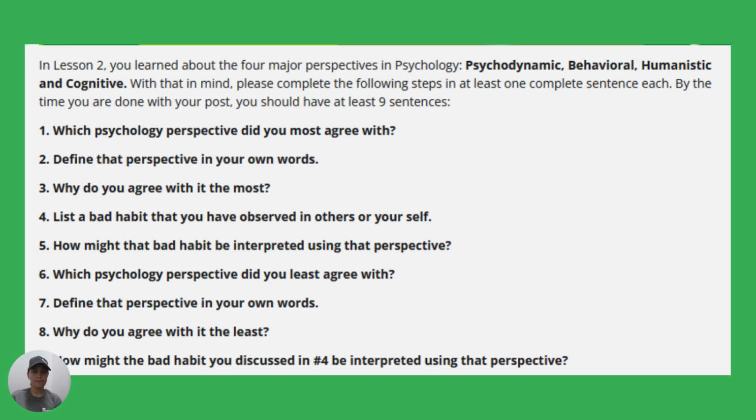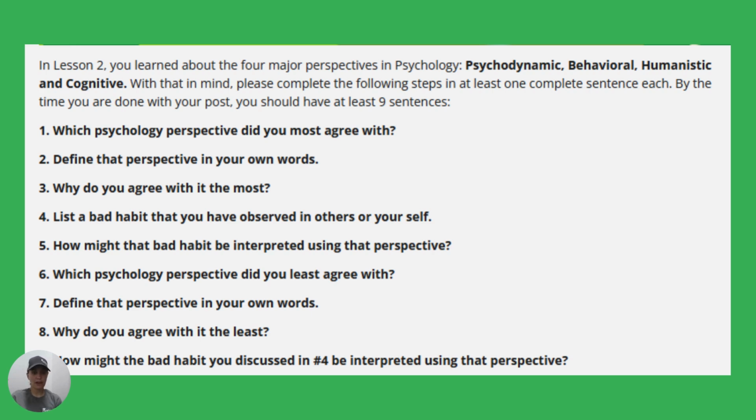So question number 1, which psychology perspective did you most agree with? And keep in mind that these need to be complete sentences. So you might start that off by saying, the psychology perspective I agreed the most with was, and then put the answer down there. And it doesn't matter to me if you list them 1, 2, 3, 4, 5, 6, 7, 8, 9 and answer that way, or if you put them in paragraph form. That's totally fine too. Like if you want to blend them all together, whichever works best for you.